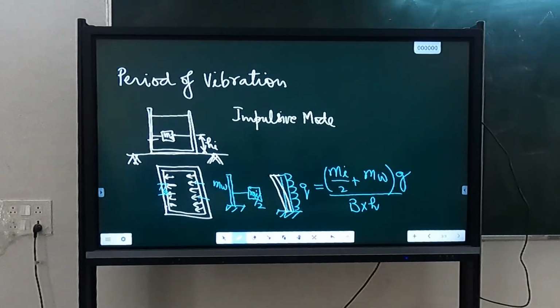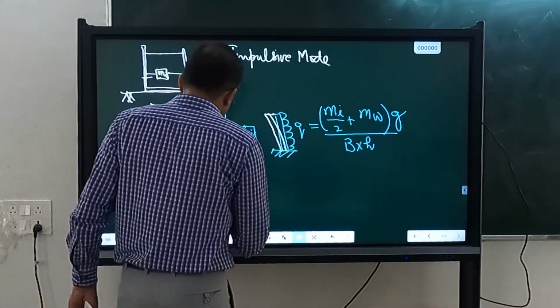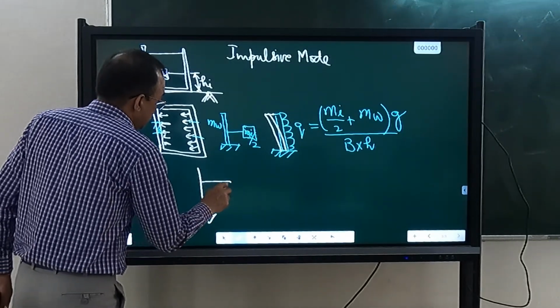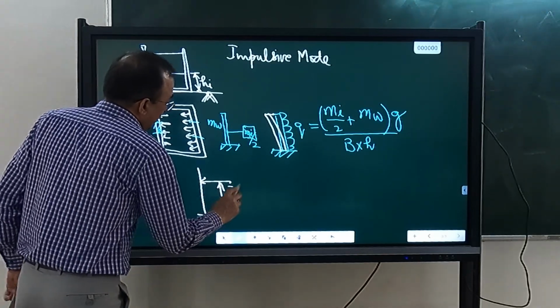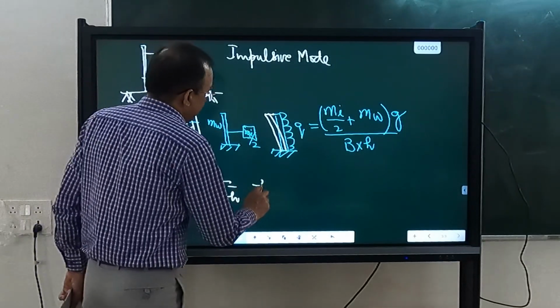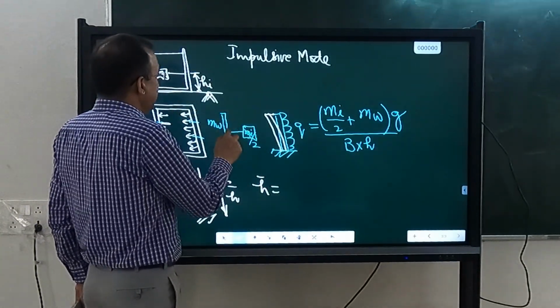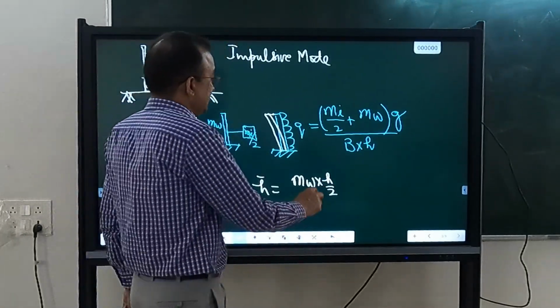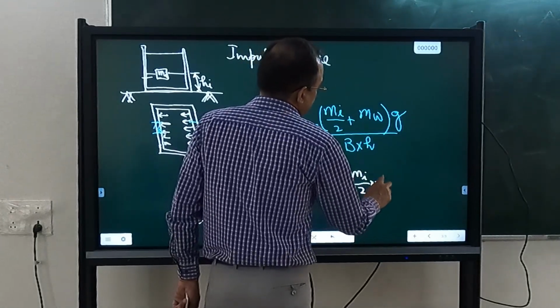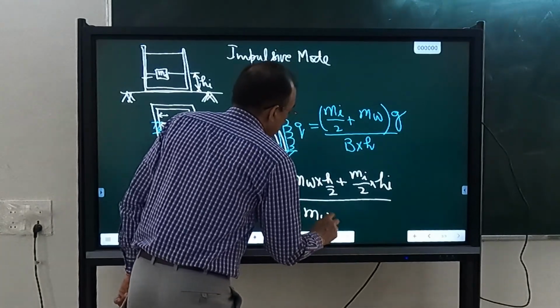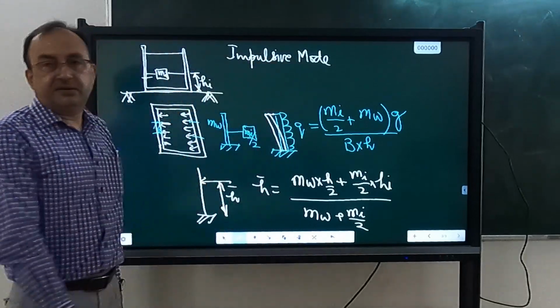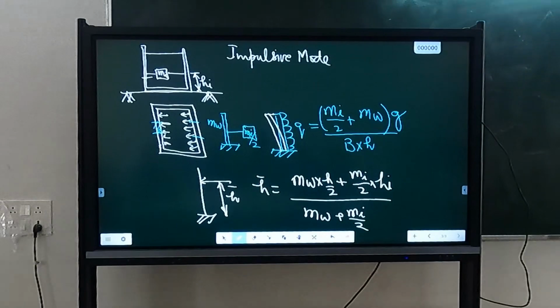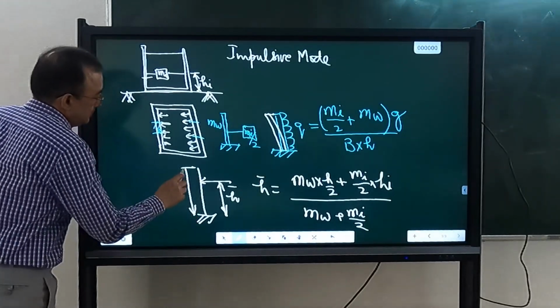But the code says that you can simplify it. You can assume that the whole mass is acting at an equivalent height h bar, and this h bar we can calculate from the resultant of these two masses. So that will be mw into h by 2 plus mi by 2 into hi, over mw plus mi by 2. This is the resultant height. What is the height of the cantilever you have considered? The height of the cantilever is h. That is the height of the tank.